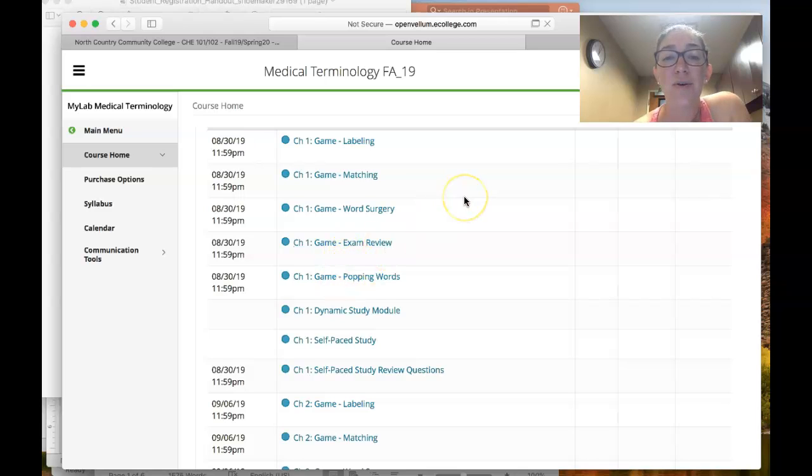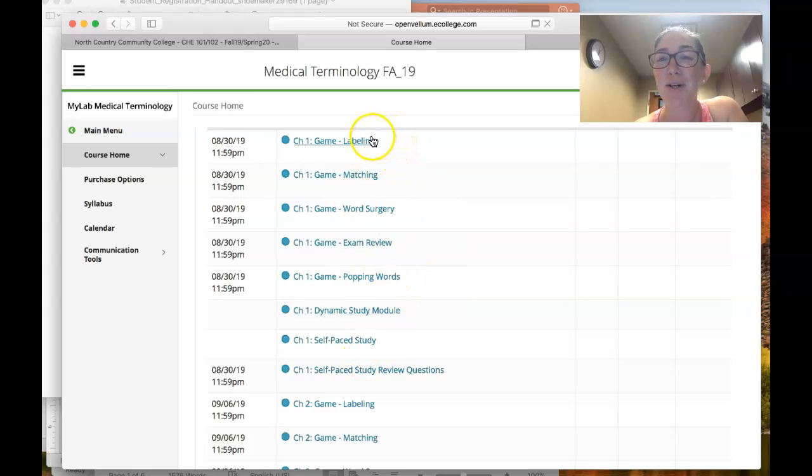Oh yes, so you have unlimited attempts to do each of these exercises. So you can do them all until you get 100, and that's what I encourage you to do, to have a 100 for your homework grade, because your homework grade will be whatever the average score is. I'll tally up the average of all these activities.